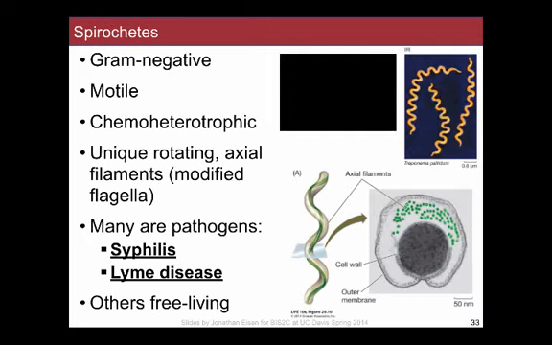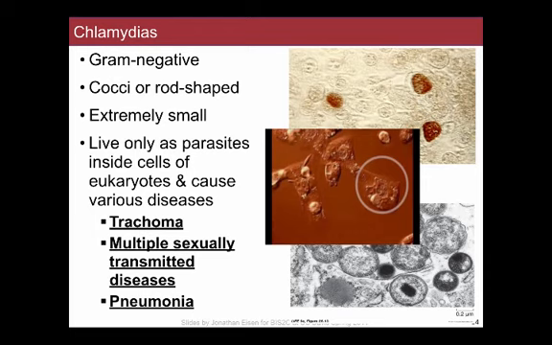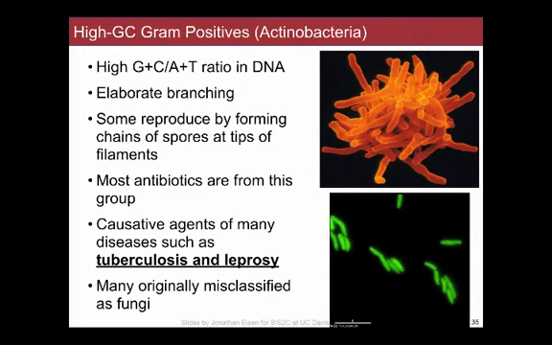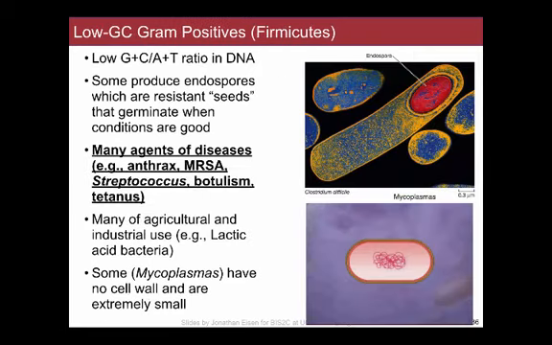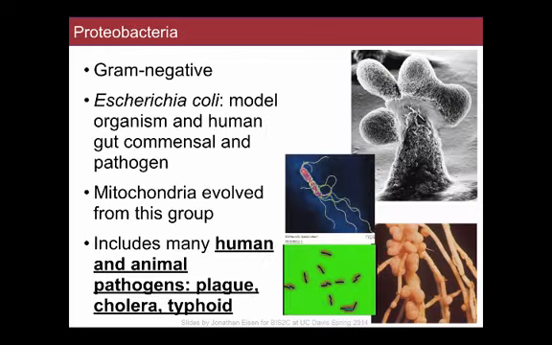Now, we've already seen many examples of this. When I went through the list of different lineages of bacteria, I included on some of the slides examples of pathogens in those groups. So the spirochetes include the causative agents of syphilis and Lyme disease and many other human diseases. The chlamydias include the causative agents of many human and animal diseases. The high GC gram-positives include the causative agents of tuberculosis and leprosy, as well as a variety of others. The low GC gram-positives include many pathogens, anthrax, etc., and the proteobacteria, many pathogens.